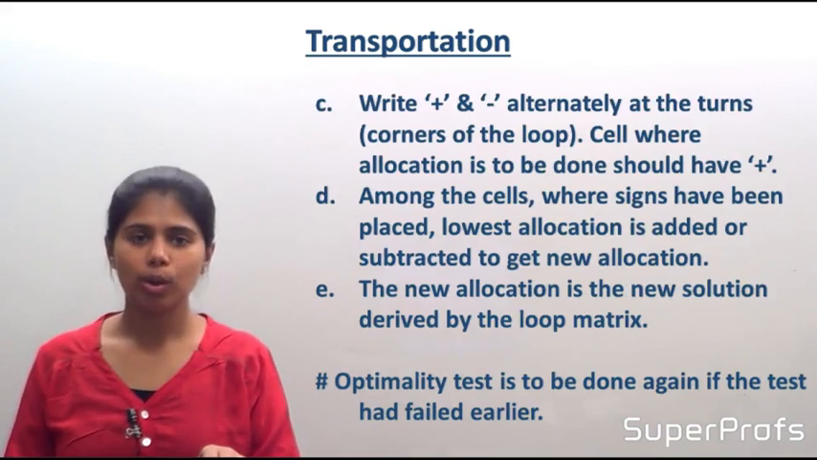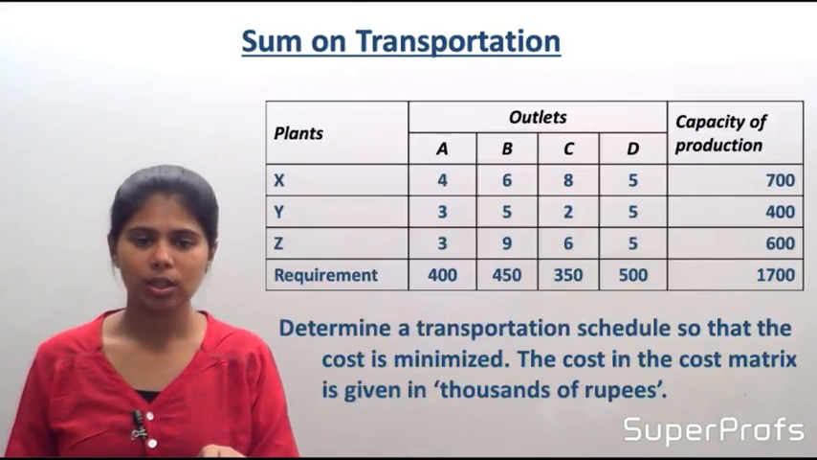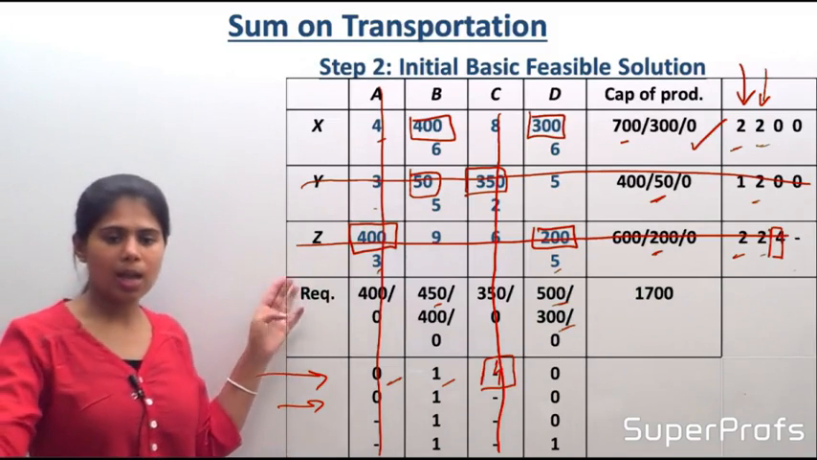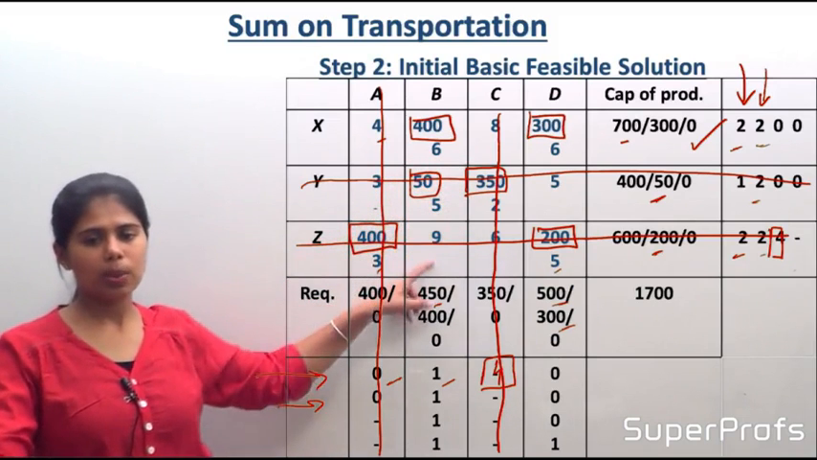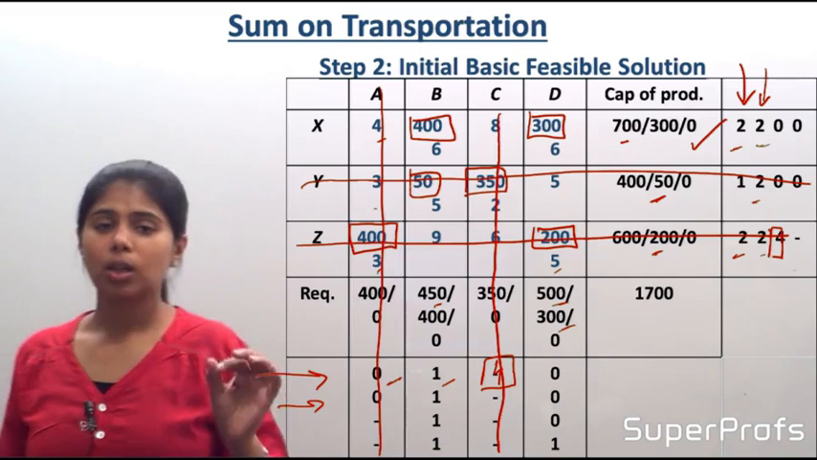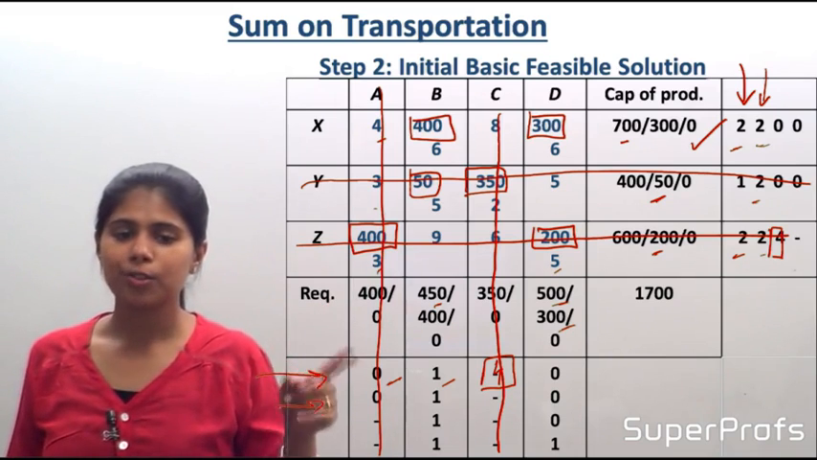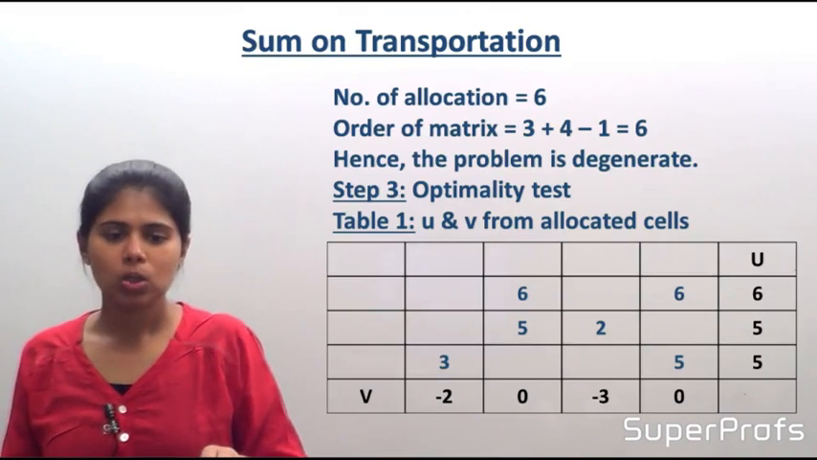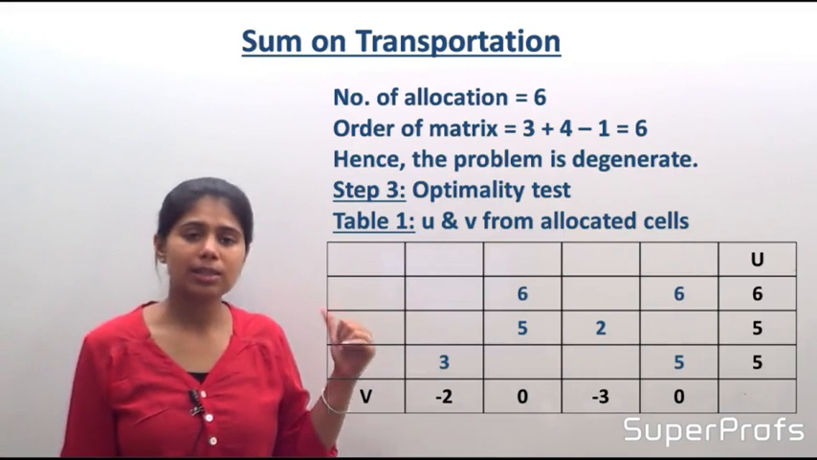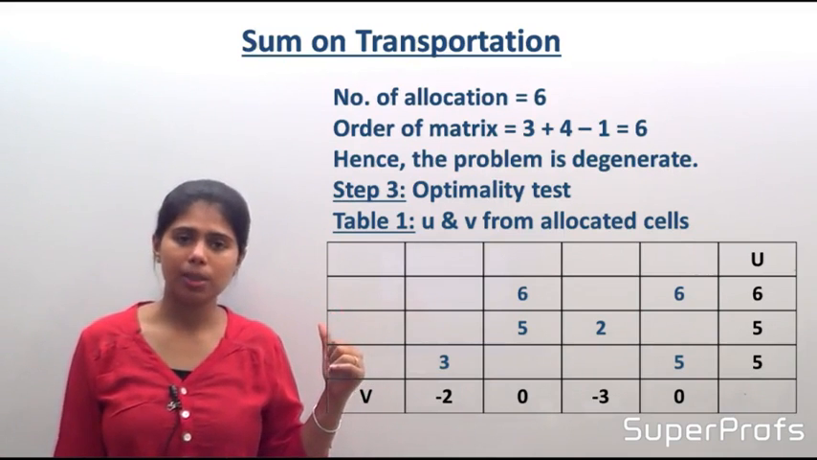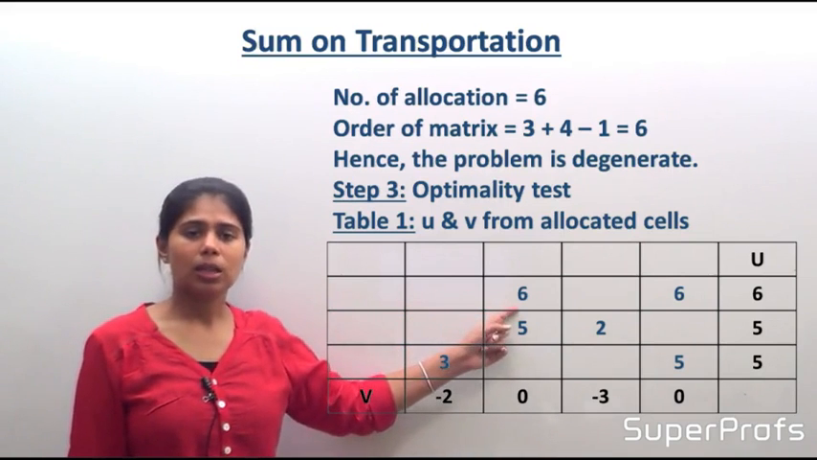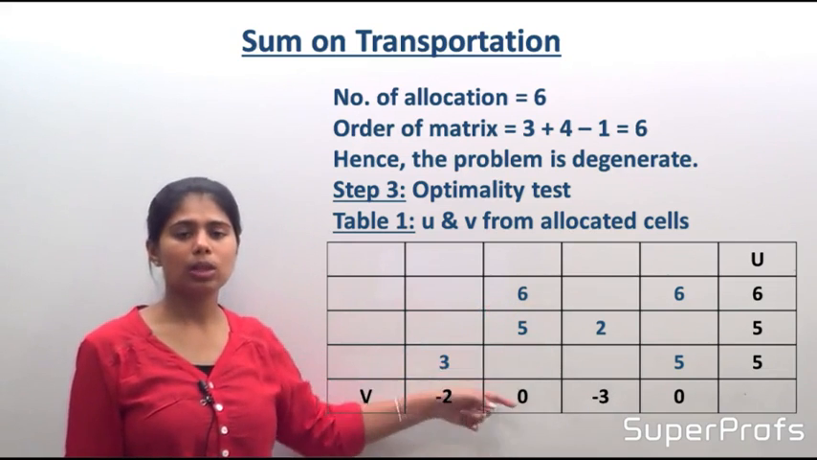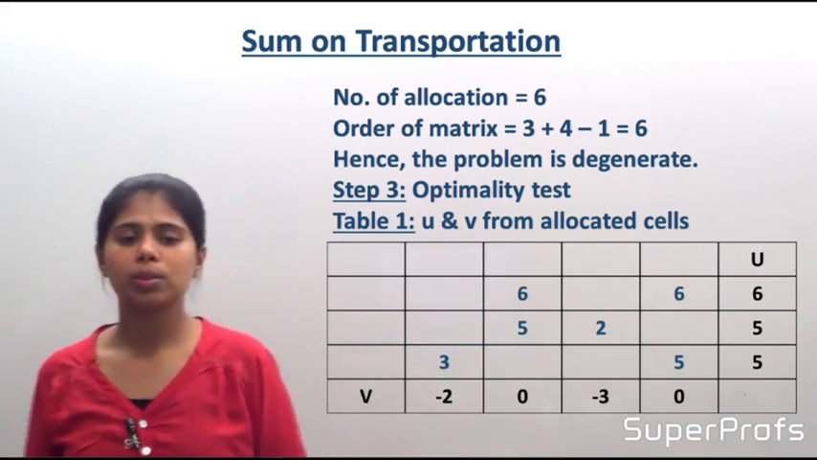Let's just, before we go on to loop matrix, let's just see the optimality test on the example that we did. So this is the IBFS that we created, and there were these 6 allocations that we did. So the allocation cells, the cost cells, if you see, are 6, 6, 5, 2, 3, 5, right? This is the first table of the optimality test out of the 3 tables, and we have copied the cost values of the allocated cells 6, 6, 5, 2, 3, 5, and from this we are going to be able to derive the U and V.